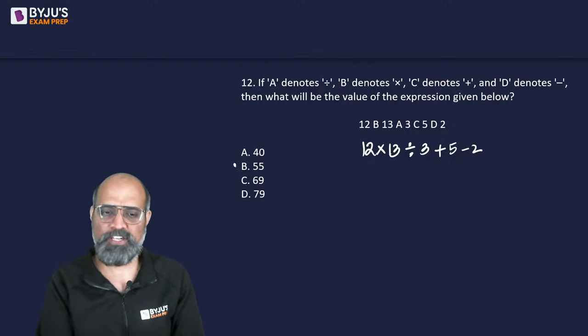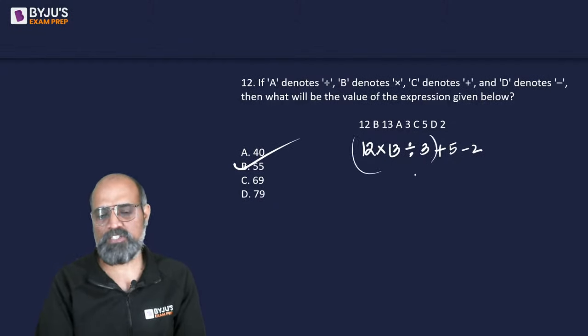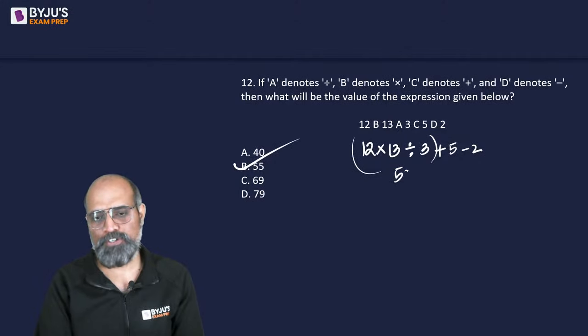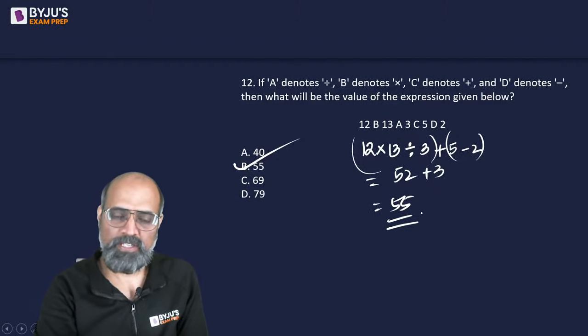Bravo, 55, right? This is going to give you 13 into 4, 52, and this one is going to give you 3, 52 plus 3, which is 55. Okay.